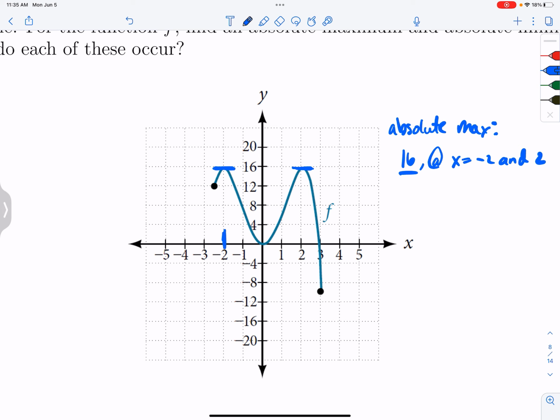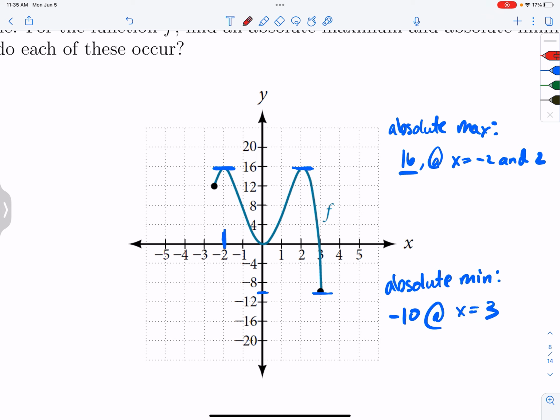And then the absolute minimum value is down here, maybe -10. And that occurs in one place, and that's when x is equal to 3.